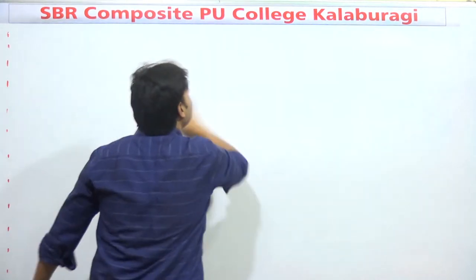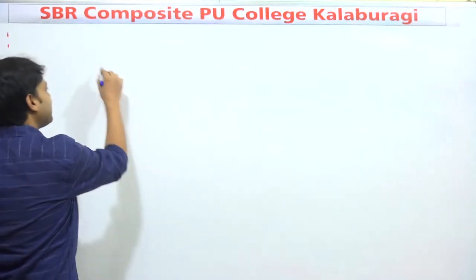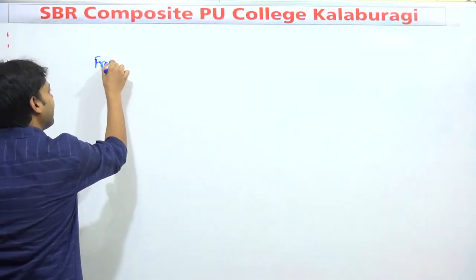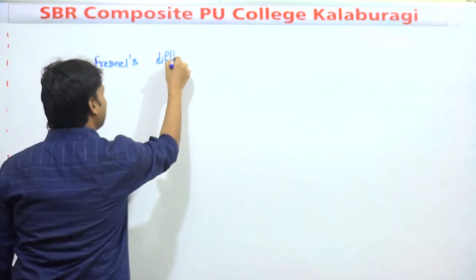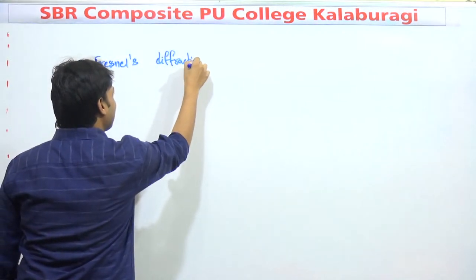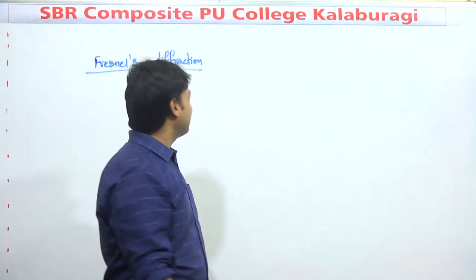So this is about Fraunhofer's diffraction. Next, two types of diffractions we studied, right? One is the Fraunhofer's diffraction, already it is done. Now Fresnel's diffraction. Just for 1 or 2 marks question, mostly it is important.